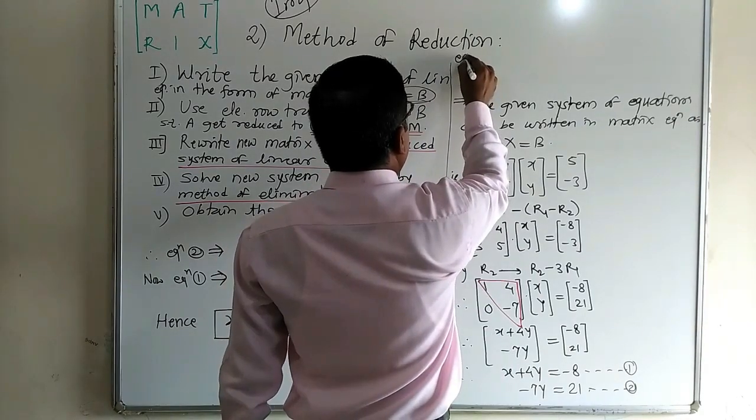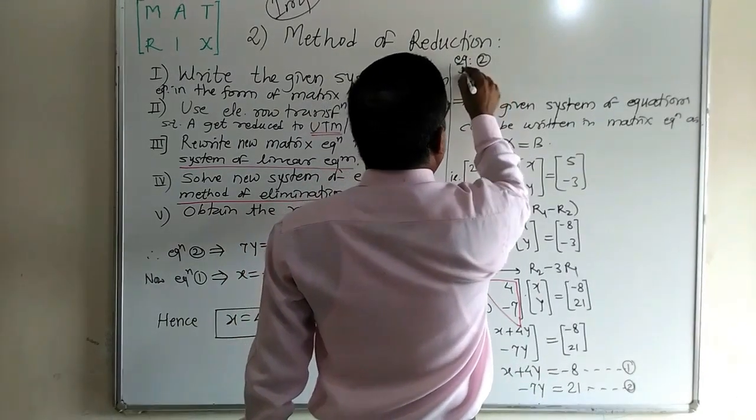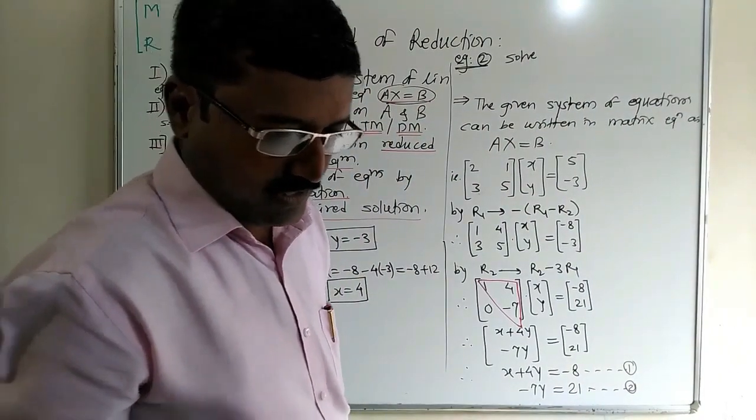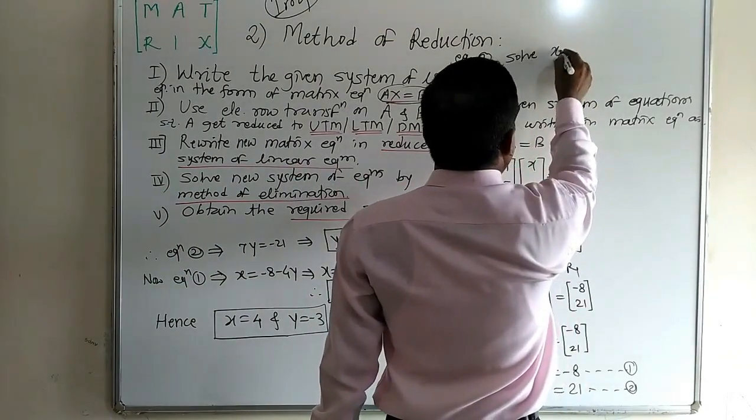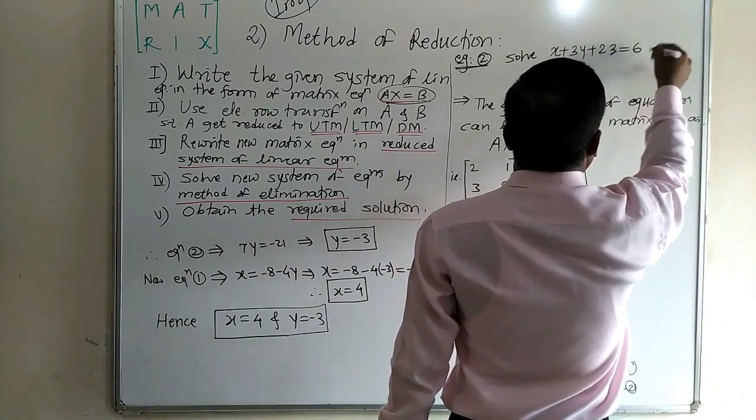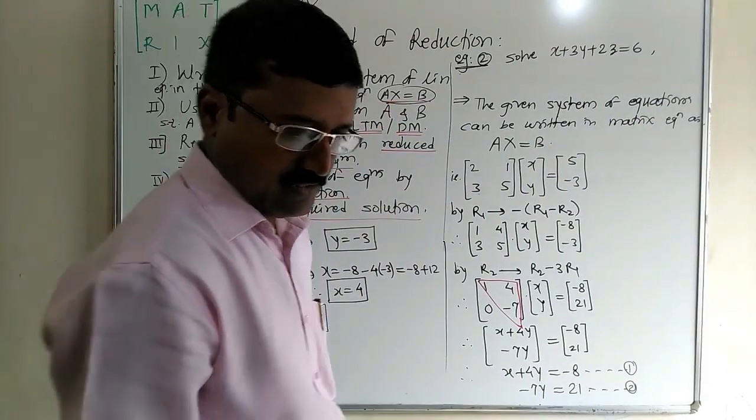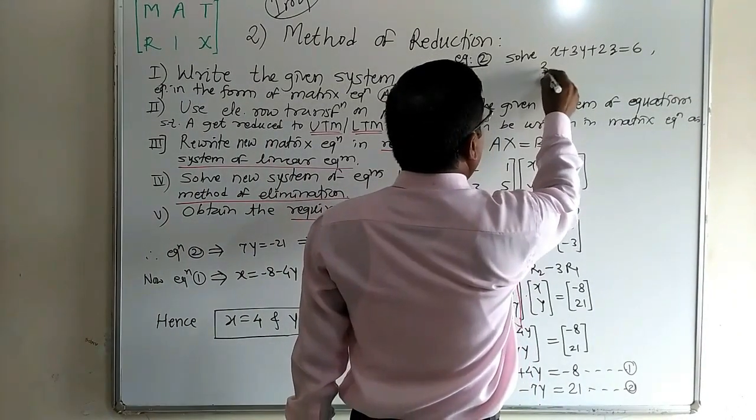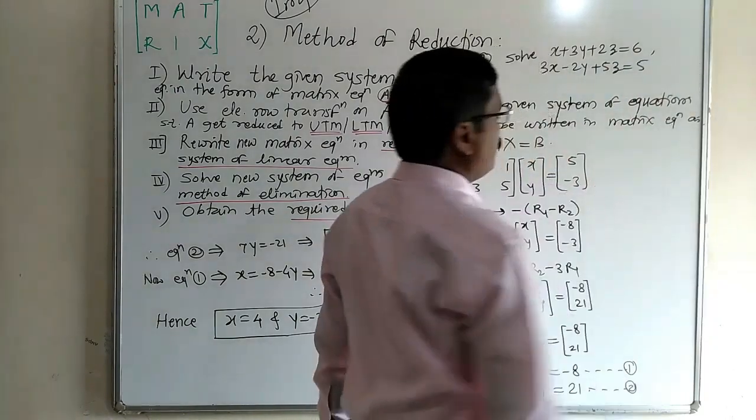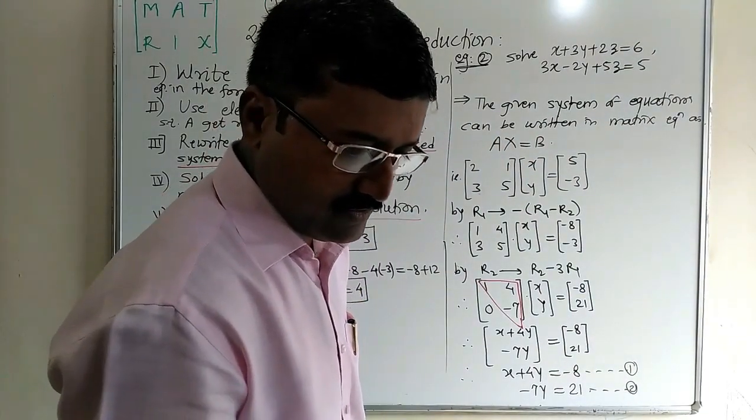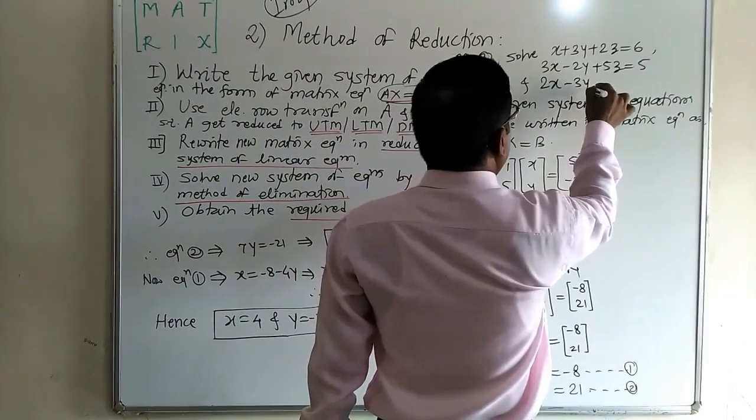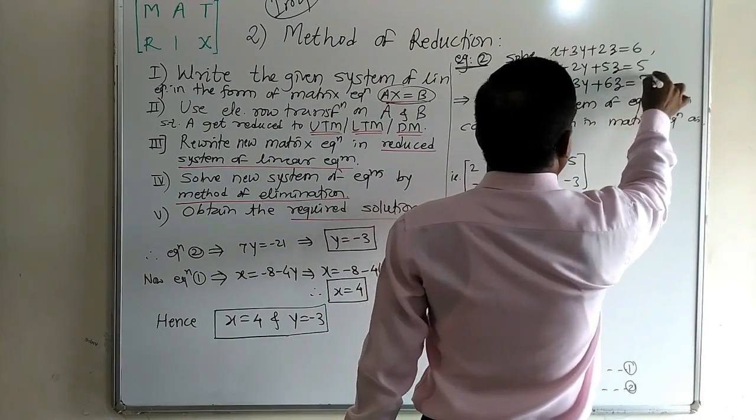Let us see example number 2. Solve the system of equations: x plus 3y plus 2z equal to 6, second, 3x minus 2y plus 5z equal to 5, and 2x minus 3y plus 6z equal to 7.